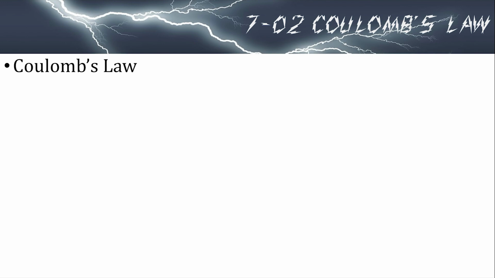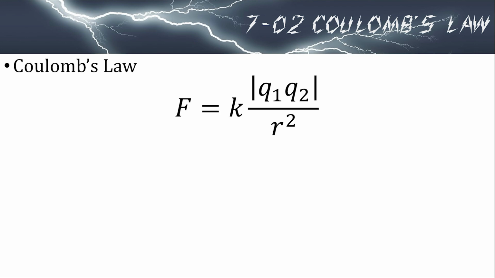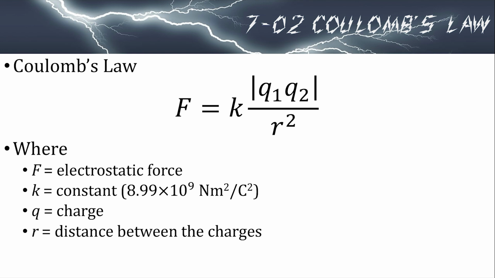So Coulomb's law says that the force between two point charges is k Q q over r squared, and that's the absolute value of the charges, where F is the electrostatic force, k is Coulomb's constant, 8.99 times 10 to the 9 newton meters squared per coulomb squared. The Q's are the charges, and r is the distance between the charges. This is a force. To get the direction of the force, you'll have to look at where the two charges are and whether they attract or repel.